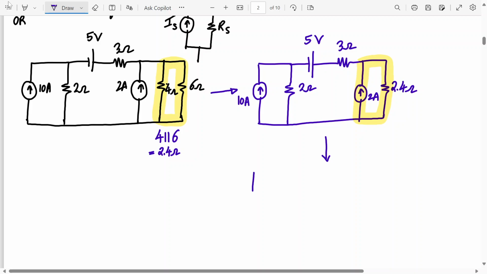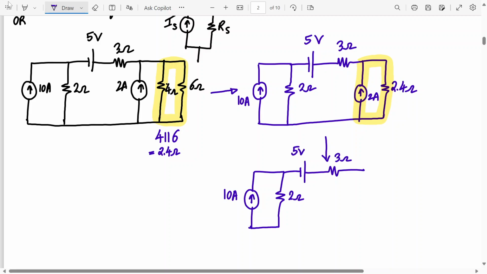Let's draw it. So I'm drawing the circuit again as it is. This is 10 ampere. This is 2 ohm. Up till here it will remain same. Now I have to add the voltage source. So what will the voltage source be? Current going from negative to positive. And in series we will have a series resistance. Let's say the series resistance is over here.